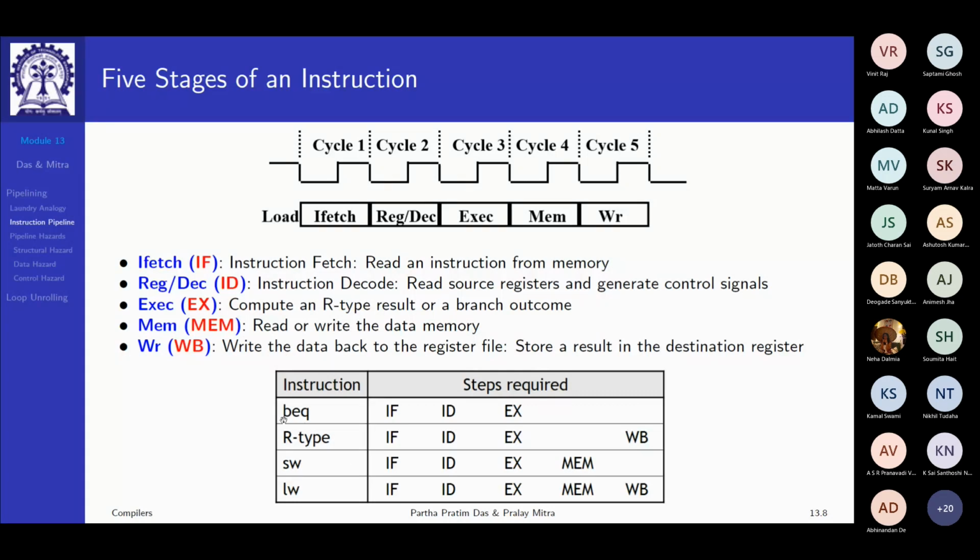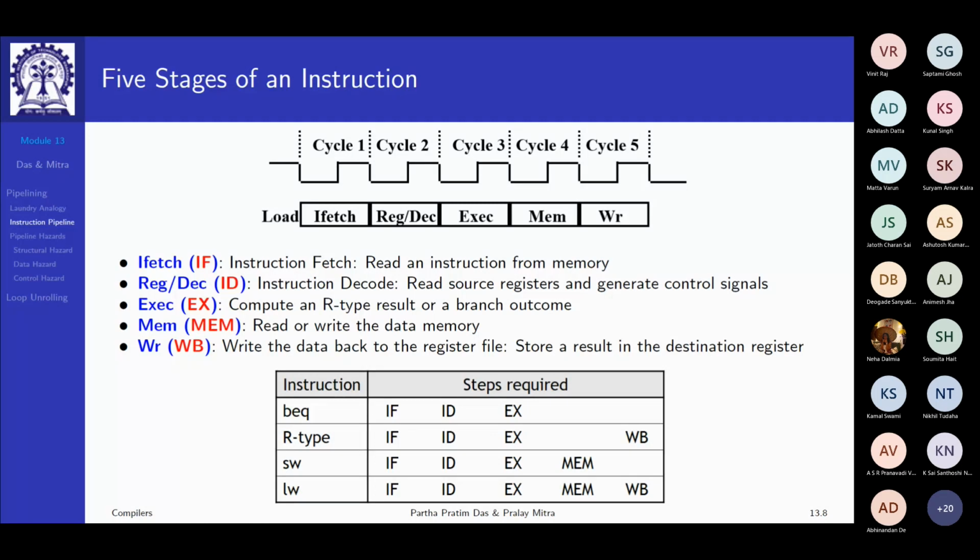If you have a branch on equality, naturally you have instruction fetch, decode, and execute, where you decide the branch outcome. Naturally, once you have decided the branch outcome, there is nothing to be done in terms of memory read, write, or write back. So those stages have no action, and you're done with the instruction. A register type operation, like a typical ALU operation, you will have fetch, decode, execute, and then you have to write that result back to the destination register.